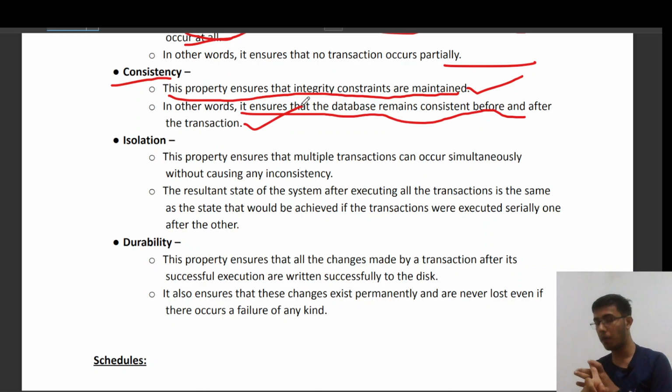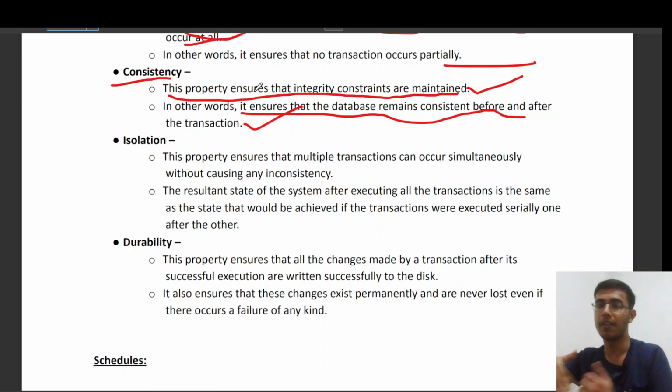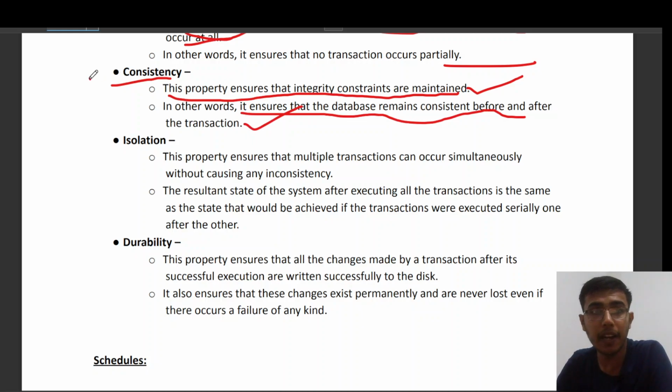Number one is the atomicity property. The atomicity property basically deals with the transaction part. It says that if a transaction is happening, then it will happen completely or it will not happen at all. That is what is known as a transaction. It basically says that there should not be any partial transaction.